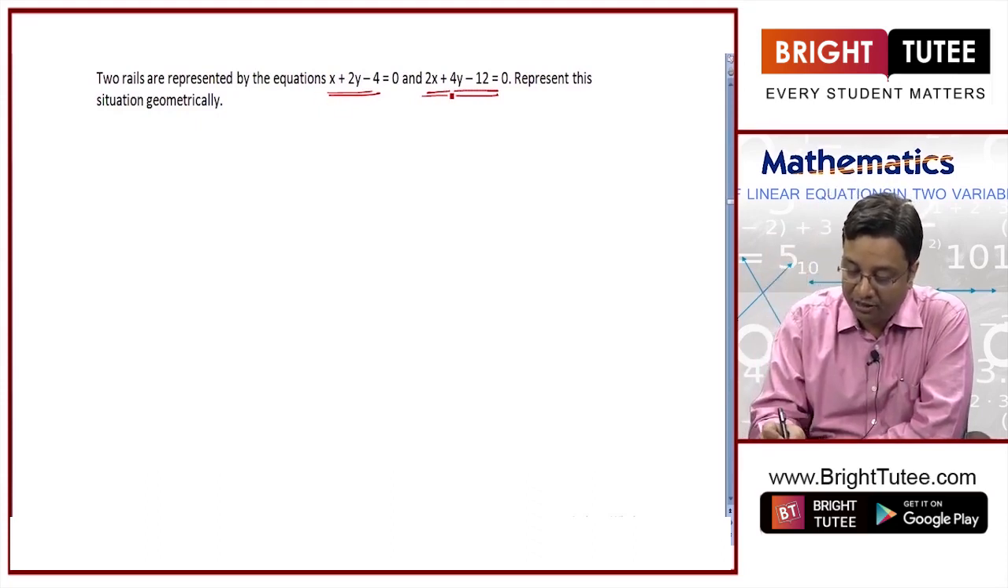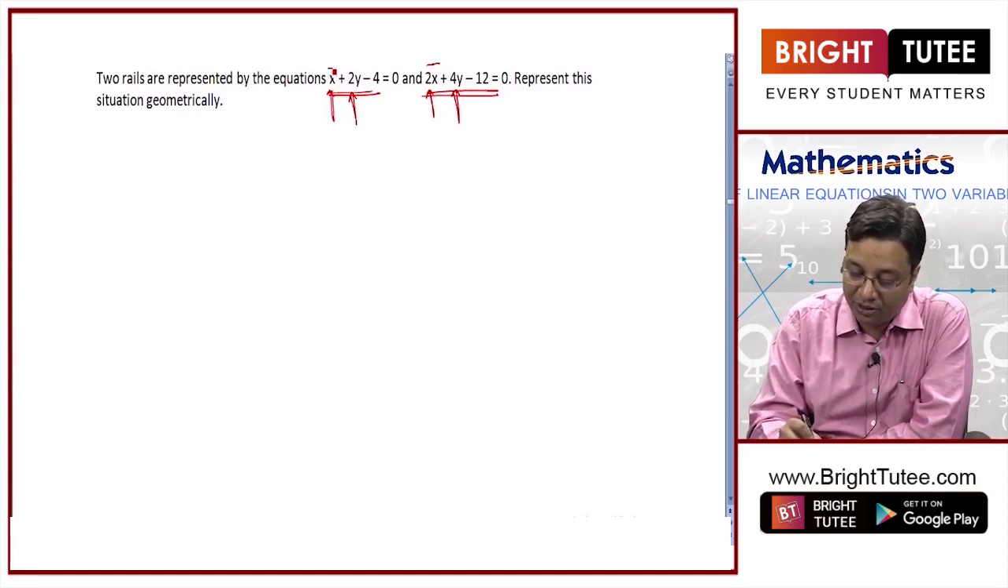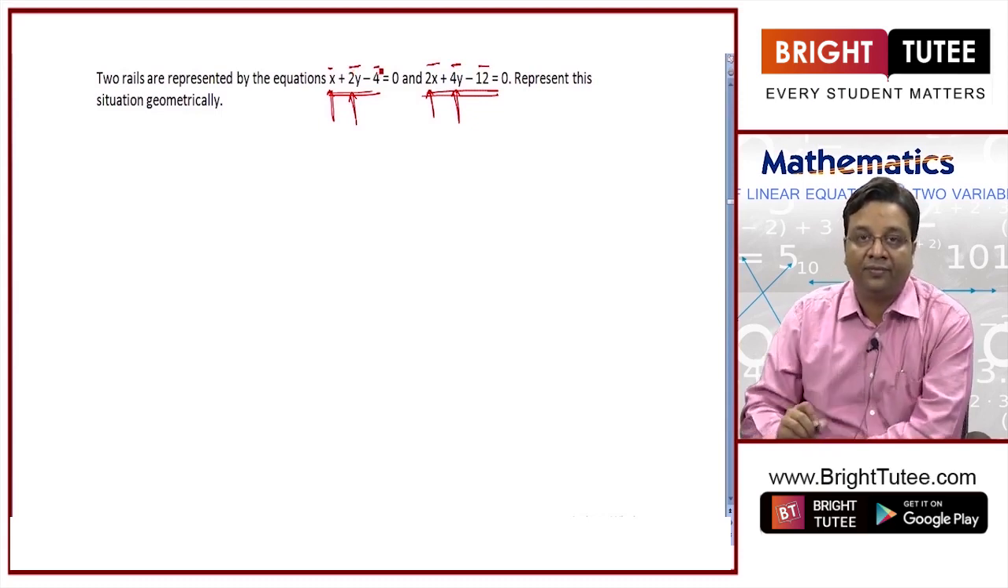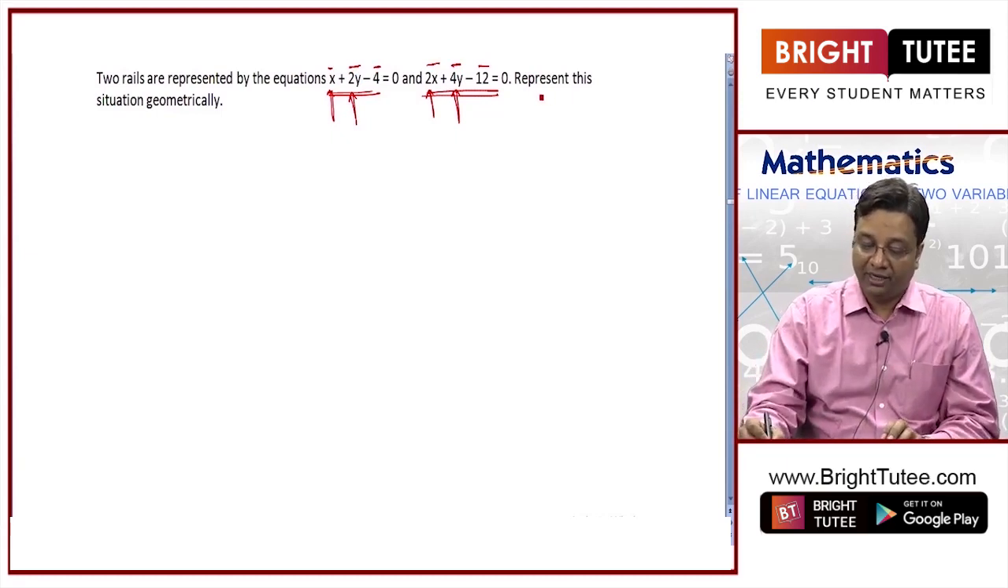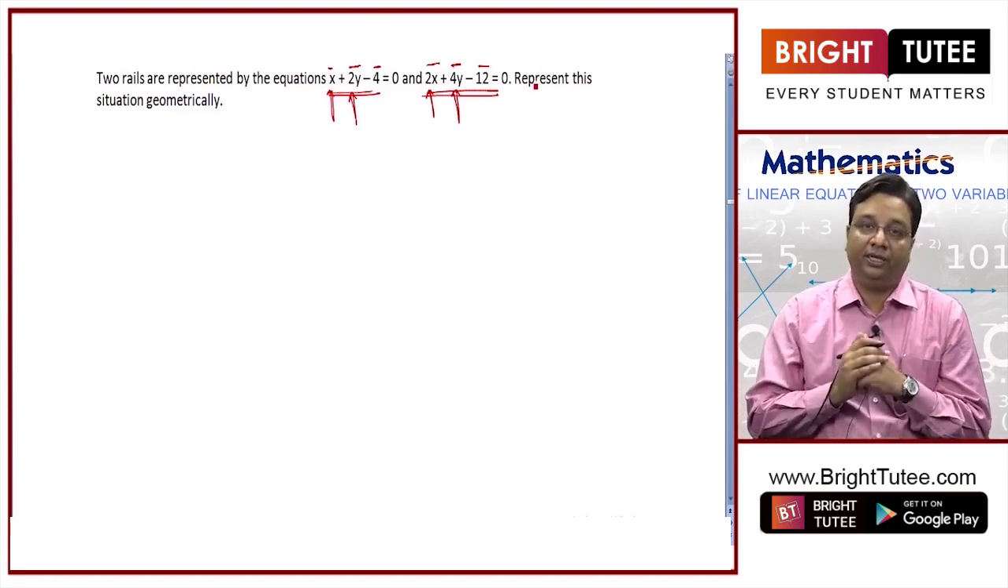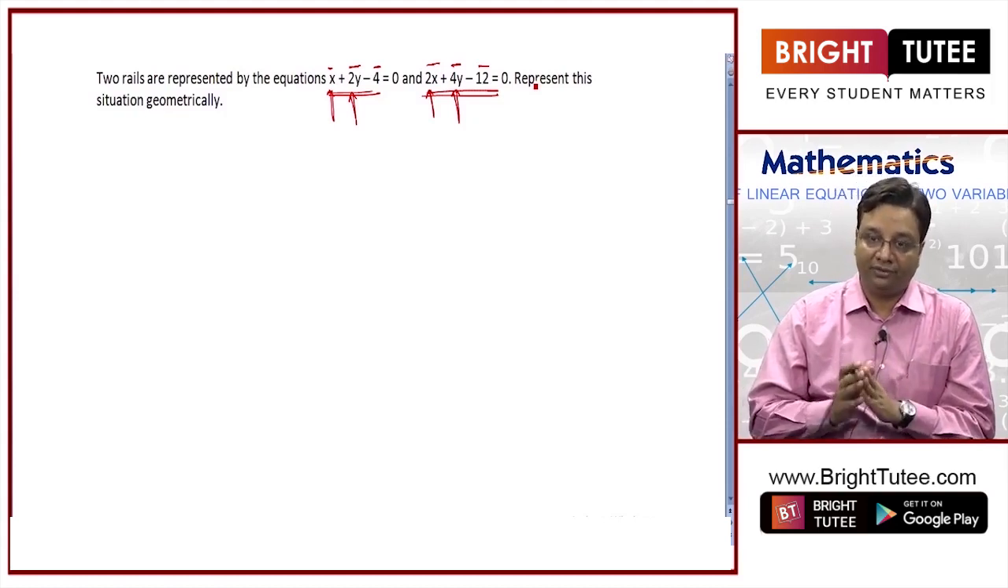Now, if you look at these two equations, you will see here you have got x, here 2x, here 2y, here 4y, right? This is just the double of what we have got here. This is just the double of what we have got here. But this is not the double of this, right? You observe these lines always carefully. Now, we need to represent this situation geometrically. So, for geometrical representation, we will need the graphs of both the equations.